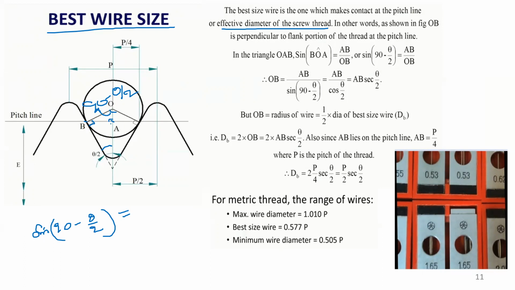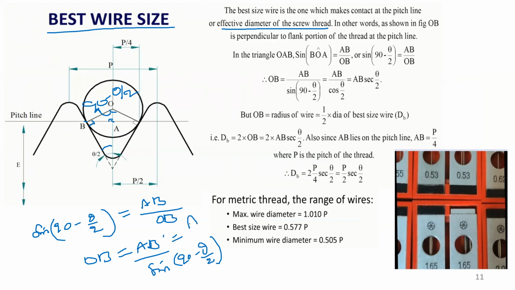From the triangle OAB, this is 90 degree. This AB makes the opposite side and OB makes the hypotenuse. Therefore, OB is equal to AB divided by sine of 90 minus theta by 2. What is sine of 90 minus theta by 2? It is cos theta by 2. That is equal to AB by cos theta by 2, which means AB secant theta by 2.